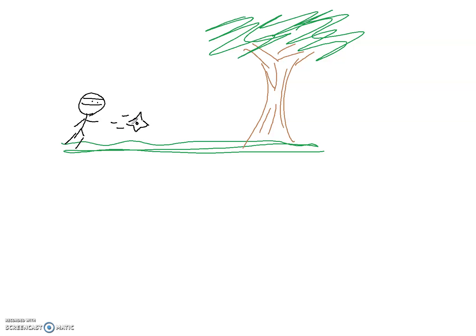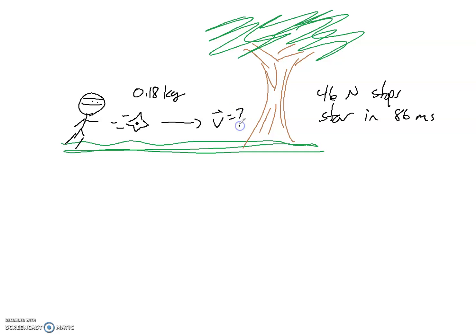All right, so let's say the ninja star is 0.18 kilograms and he's throwing it at a constant speed towards the tree. And when he hits the tree, obviously it goes into the tree and it stops. And let's say 46 newtons actually stops the star in, let's say, 86 milliseconds. All right, so let's see if we can find out how fast the star is going, speed or velocity, when it's going towards the tree.